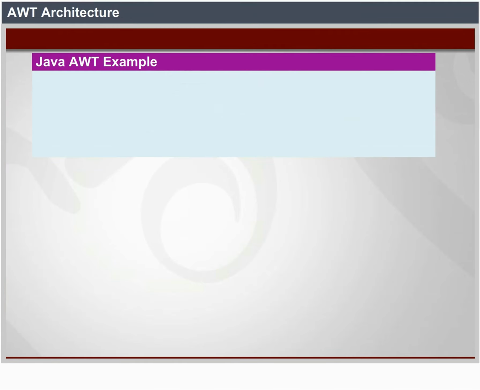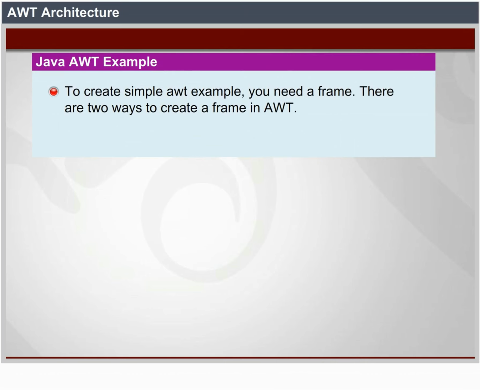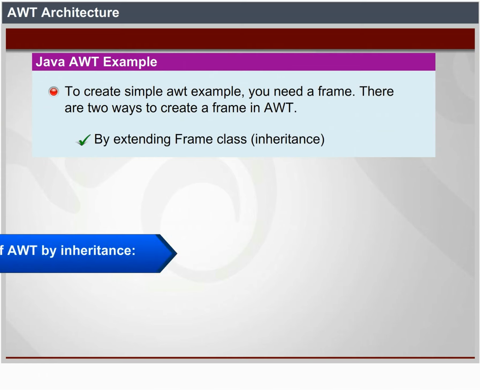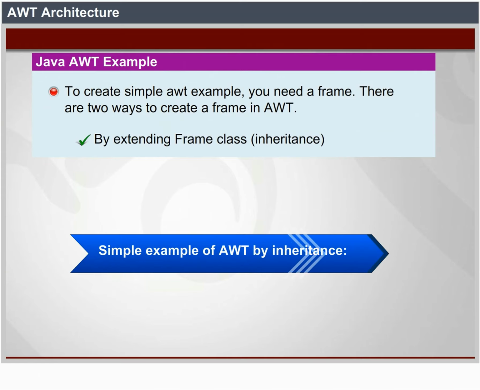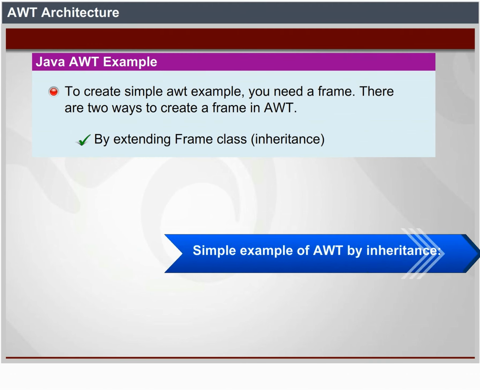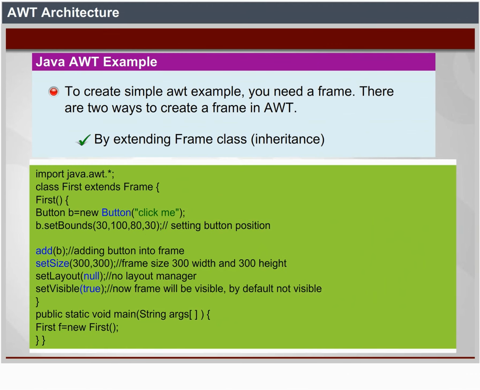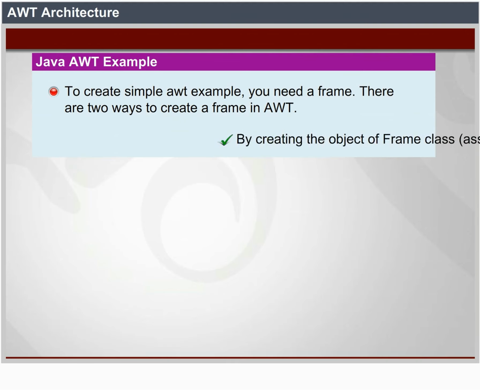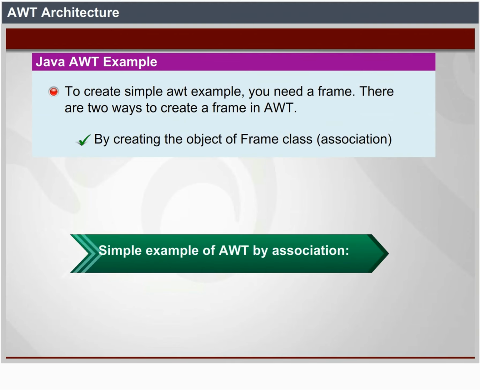Java AWT example. To create a simple AWT example, you need a frame. There are two ways to create a frame in AWT: by extending the Frame class, that is inheritance. Simple example of AWT by inheritance. Or by creating the object of the Frame class, that is association.